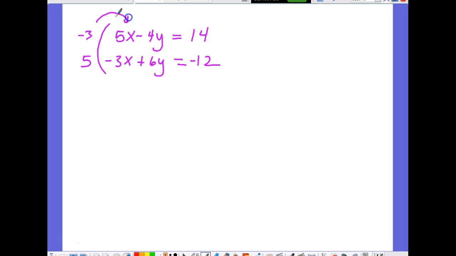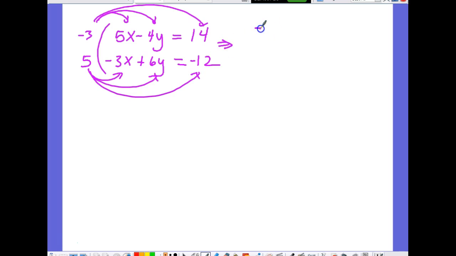Okay, so I'm going to distribute through. And did you already do that, Steve? Yes. Okay. Can you tell me what you got for the top one? -15x, +12y, 42. Okay. And the bottom one? -31... and 60. 16? 60. Oh, 60.